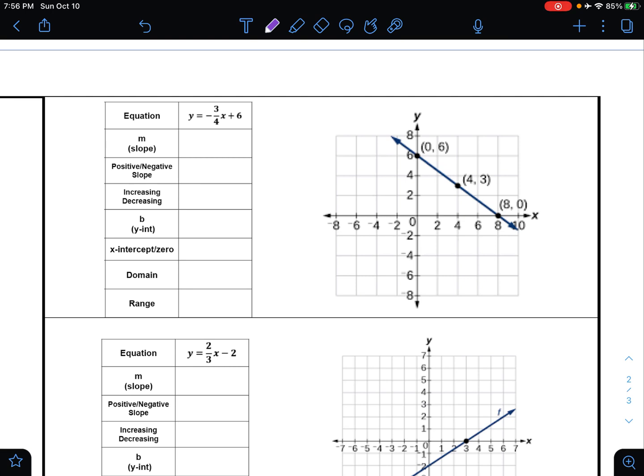So hopefully you paused the video and gave it a shot. So the slope is -3/4. It is a negative slope, which means it's decreasing. The y-intercept is 6, but it's also crossing the y-axis at 6, so either way you want to look at it. The x-intercept is 8, so 8, 0. The domain, again, all linear functions are all real numbers.